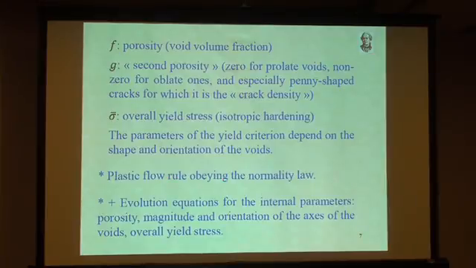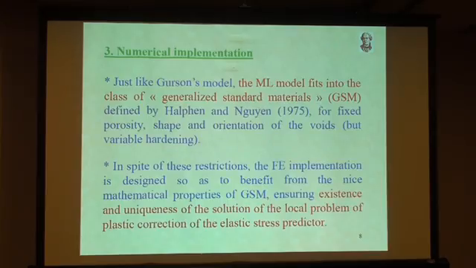It may be shown that when you perform homogenization, if the normality law is obeyed at the local scale, then it is obeyed at the global scale. And there are also evolution equations, which I will not detail, for the internal parameters: the porosity, the magnitude of the axes of the voids, and their orientation, and also, of course, the overall yield stress. I will go quickly over this numerical implementation.